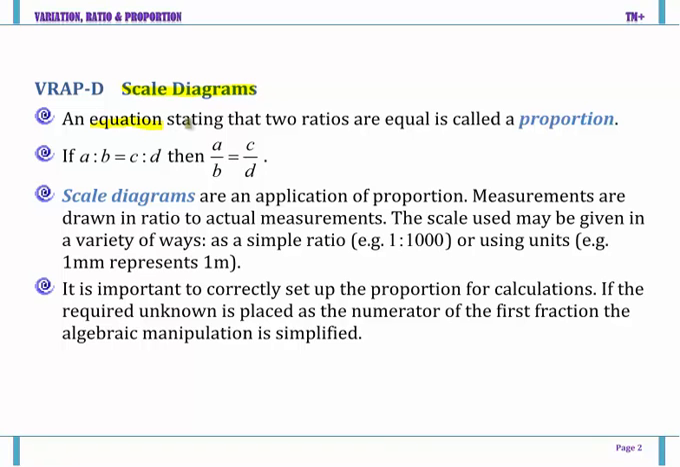Now an equation stating that two ratios are equal is called a proportion. So if we have A is to B equals C is to D, I can rewrite that as A over B has to equal C over D.